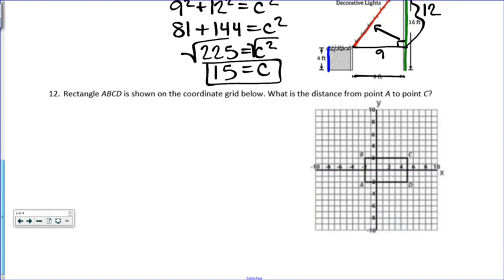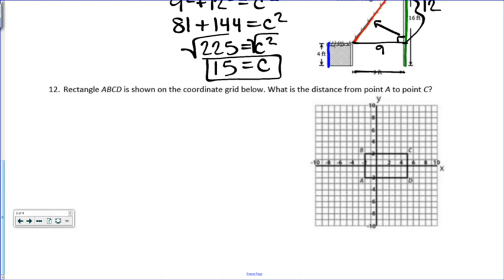All right, let's look at number 12. Rectangle ABCD is shown on the coordinate grid below. What is the distance from point A to point C? Okay, so I need to know what I'm looking for. I'm looking for the point A to C. So if I were to draw a line from A to C, I'm looking for that distance. Okay, this looks like a right triangle.